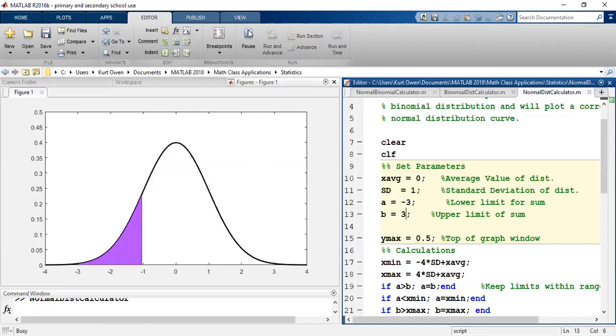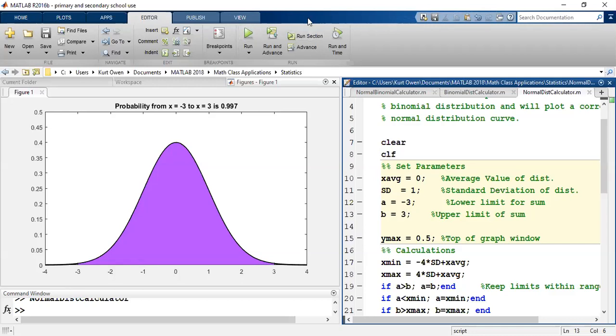If I shade that in, I can see that proportionally I've shaded in nearly all of the area. That's 99.7%. So that's saying it's very rare for data to be over 3 standard deviations away from the mean, either below or above it.